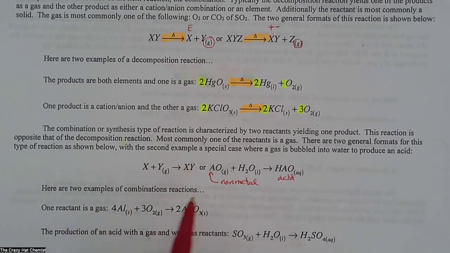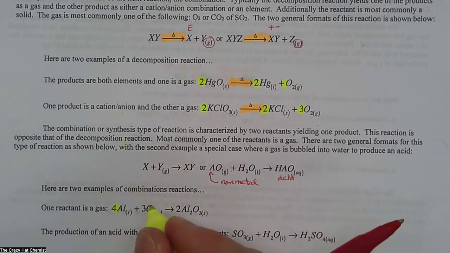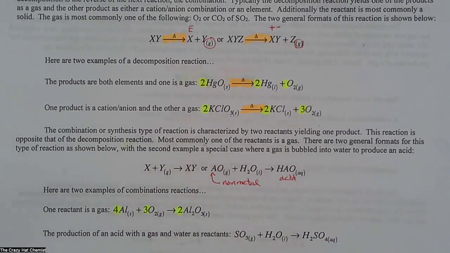One reactant is a gas, so we have aluminum solid plus molecular oxygen gives us aluminum oxide. Again, we have some stoichiometric coefficients of a 4, a 3, and a 2. That balances the reaction. Then the production of an acid with a gas and water as reactants: sulfur trioxide is bubbled into water, which is a liquid, and you get sulfuric acid.